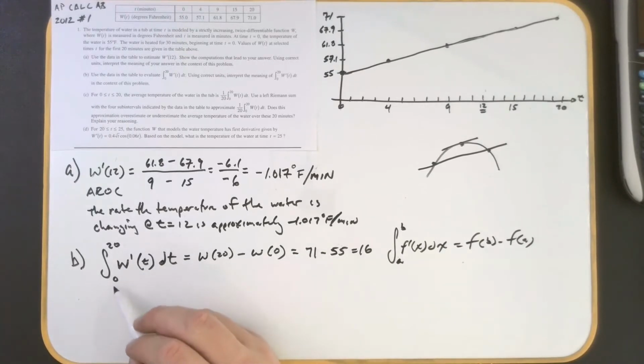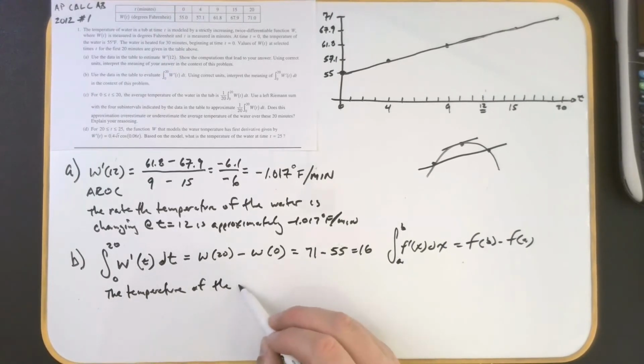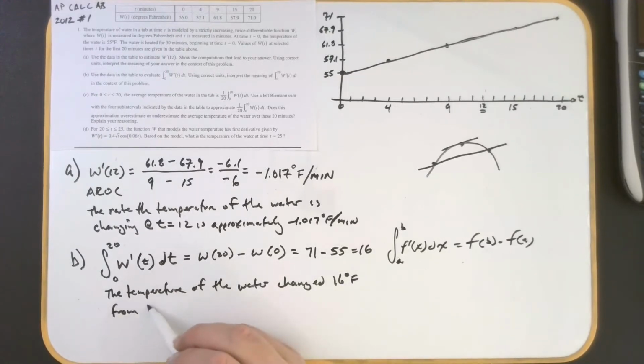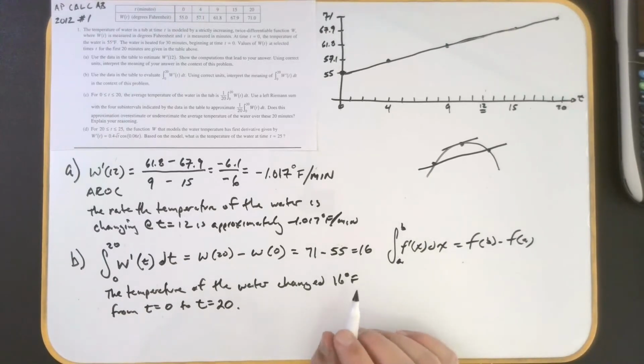So to just explain this more thoroughly, you would say the meaning of this is the temperature of the water changed 16 degrees Fahrenheit from t equals 0 to t equals 20. If you want to be a little more precise, you could have said from t equals 0 at 55 to t equals 20 at 71, but this is adequate.